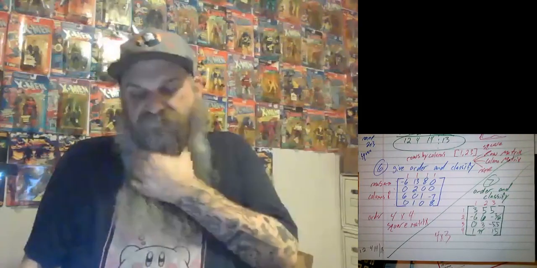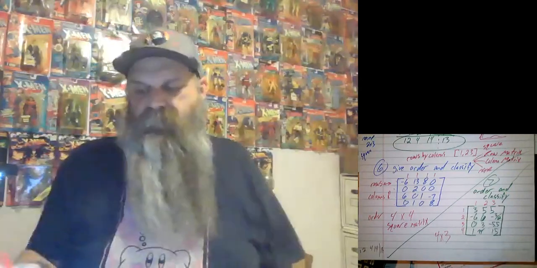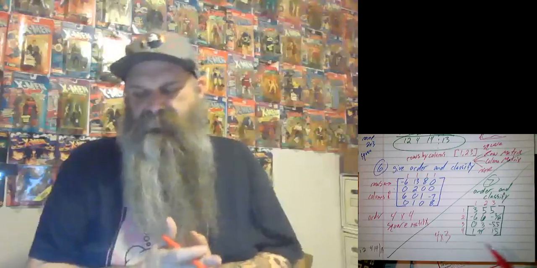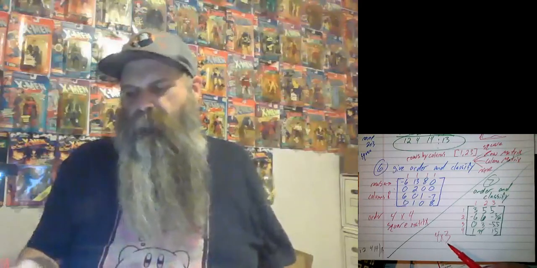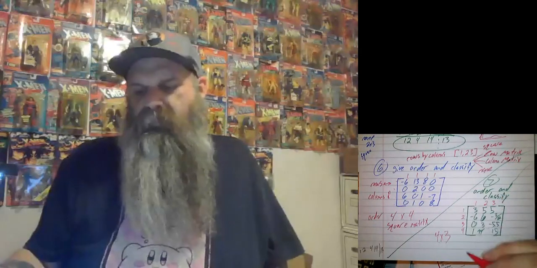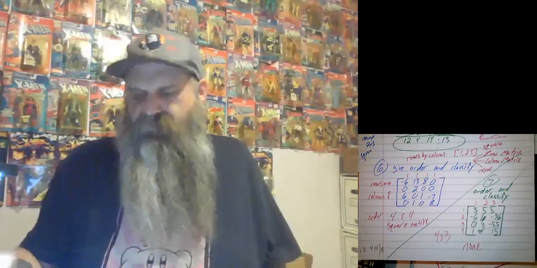If you ever need to make your own matrix in the calculator, it asks you, what is the order? You tell it how big to make the matrix. So this is a 4 by 3, rows by columns. And that is not a square matrix, so this is classified as none.